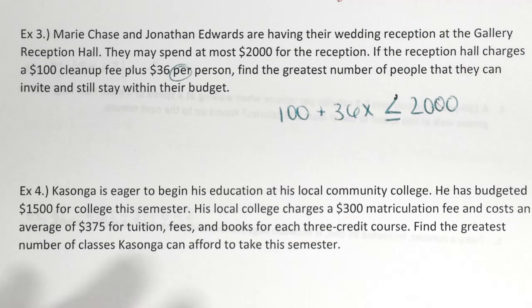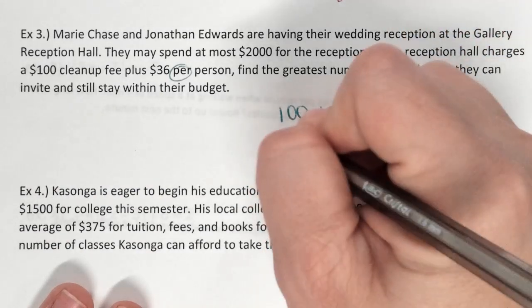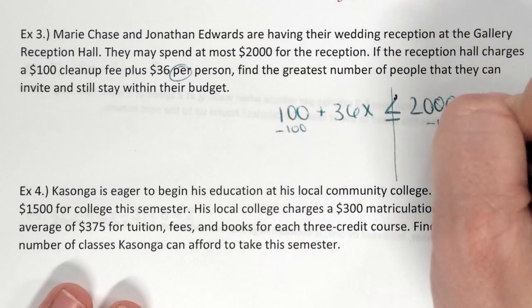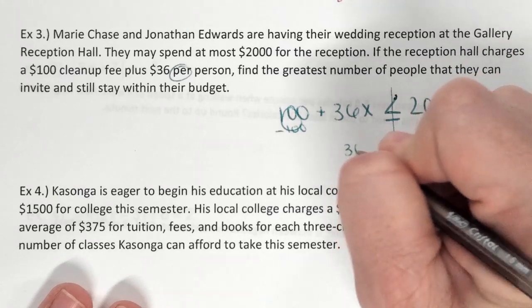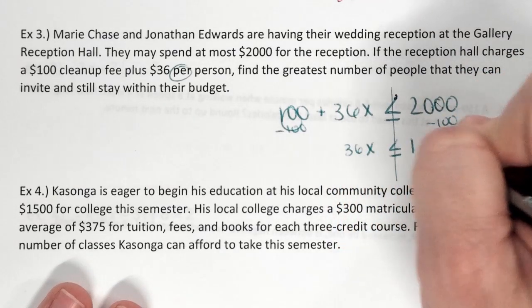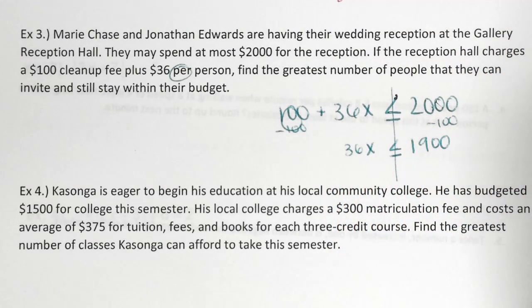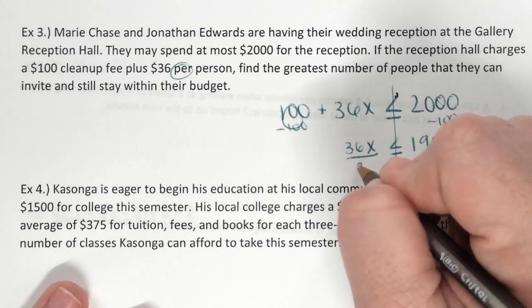Okay, how do I solve it? Minus 100 on both sides. Get 36x is less than or equal to 1900. Now what? Divide. And what do I get?